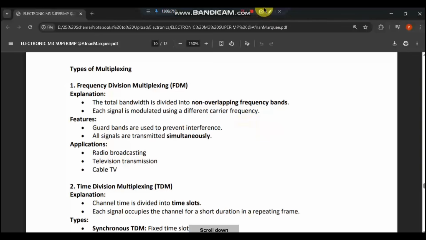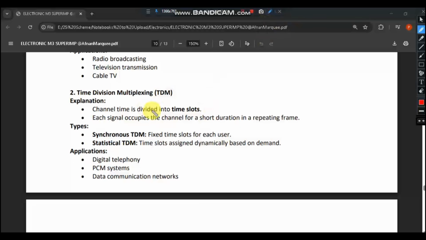Types of multiplexing: frequency division multiplexing. It is based on the frequencies. The applications are in radio broadcasting, television, and cable TV. Second one is time division multiplexing. Based on the time slots, the channel is divided and each signal occupies the channel for a short duration of time. Applications are digital telephony, PCM systems, and data communication networks.